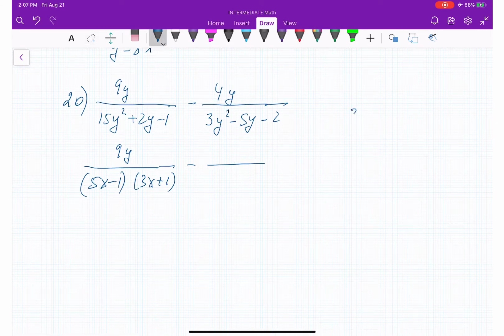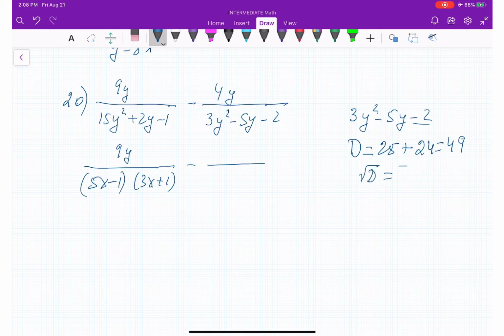So 3y squared minus 5y minus 2. Discriminant is equal to b squared, which is negative 5 squared, 25. Instead of minus, I'm going to put plus because I have minus. So 4 times 3, 12. 12 times 2 is 24. I'm getting 49. And the square root of the discriminant is going to be 7.